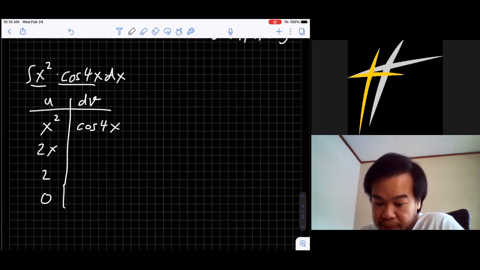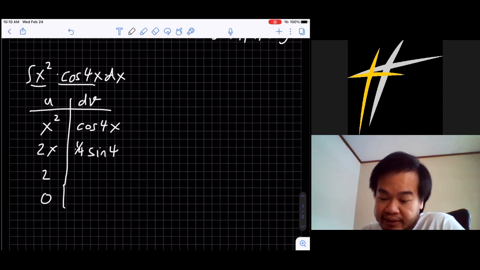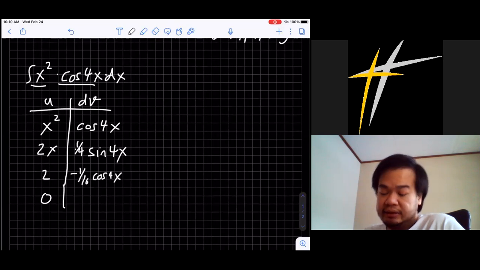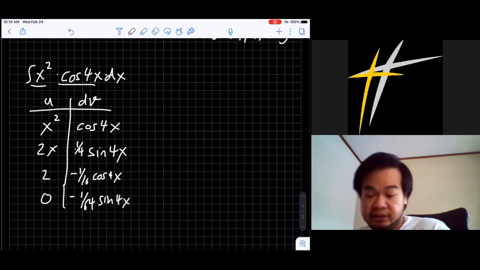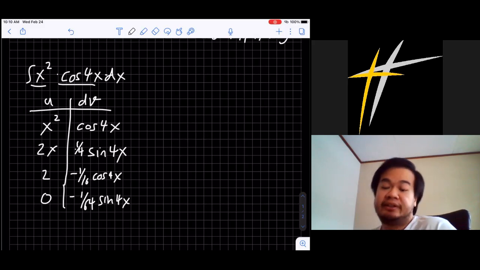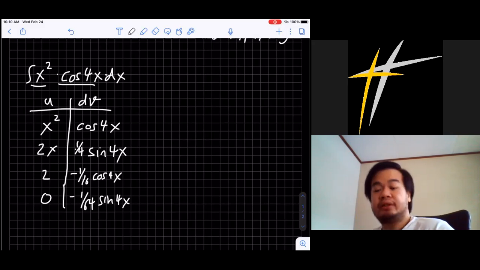So it becomes 1 over 4 sine 4x, and then negative 1 over 16 cos 4x, and then negative 1 over 64 sine 4x. Like I said, we can ignore the plus c, because we only need it at the end. Okay, now here is how this method works.